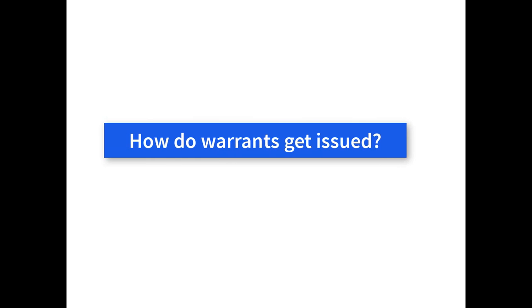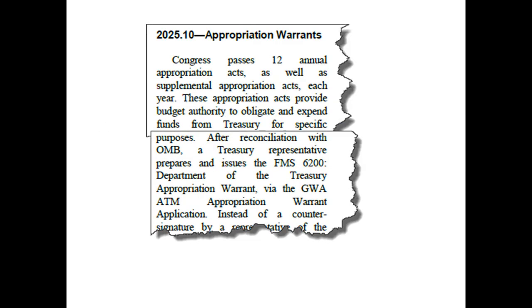How do warrants get issued? Do federal agencies have to ask for warrants, or does Treasury issue warrants automatically? Generally, Treasury will automatically issue Treasury warrants for amounts in annual appropriations acts, including supplementals, as we can see from these instructions in the Treasury Financial Manual. But there are occasions where Treasury does not automatically issue warrants, and the agency has to request them.